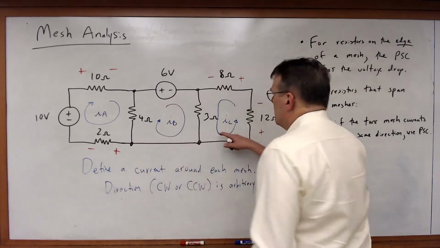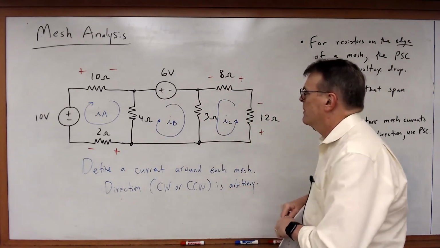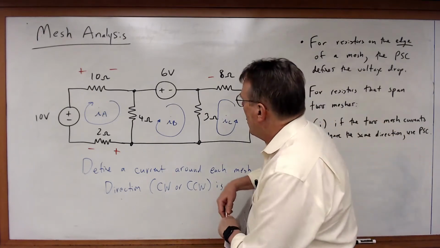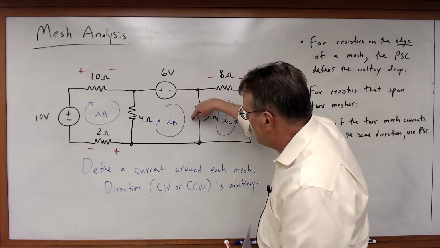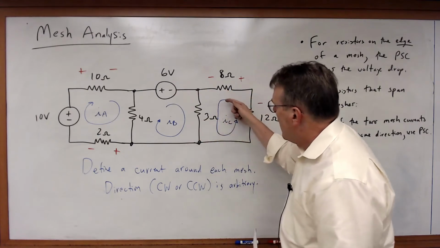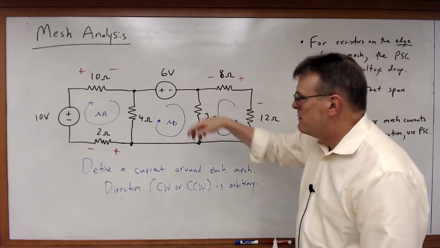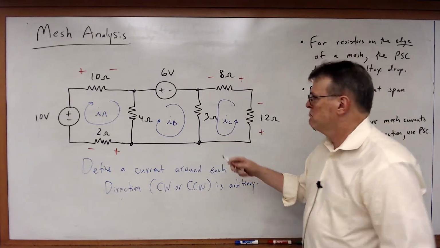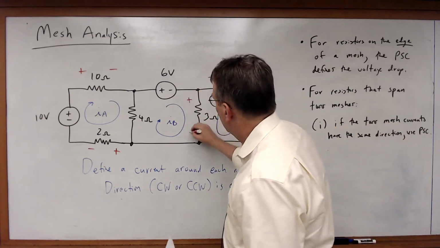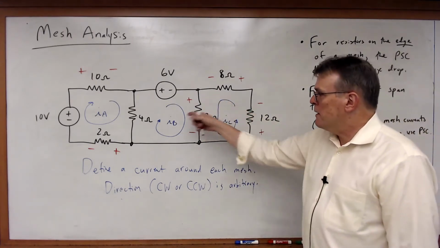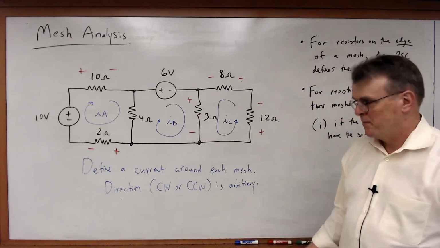So let's consider the 3 ohm resistor. We note for the 3 ohm resistor, IB is entering the top, exiting the bottom. IC is entering the top, exiting the bottom. They're both going the same direction through the 3 ohm resistor. So I'll just use the passive sign convention. This polarity agrees with both of those mesh currents.